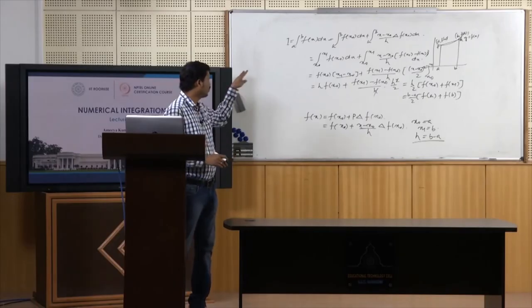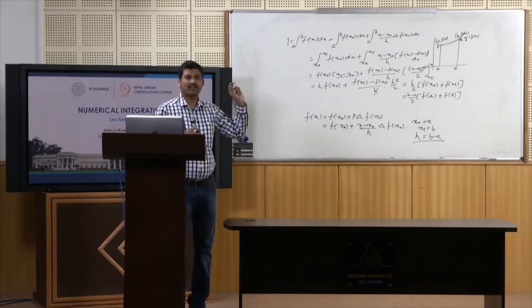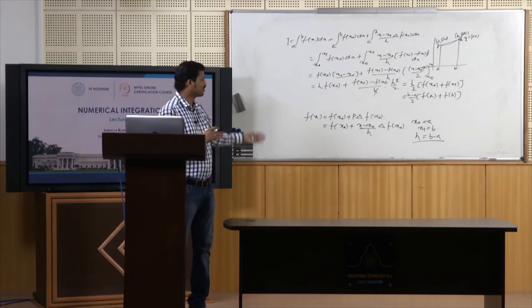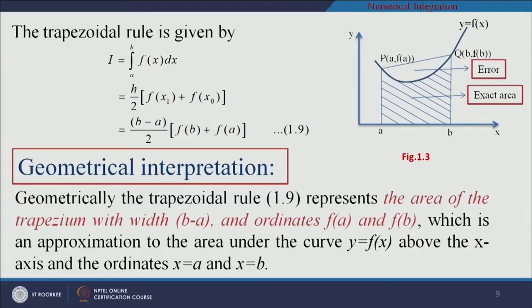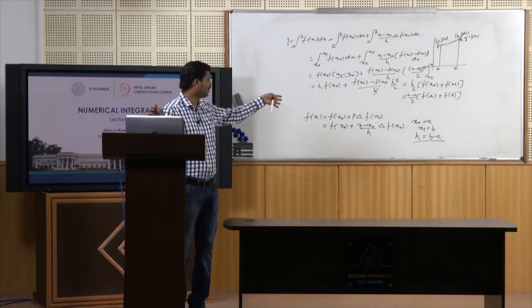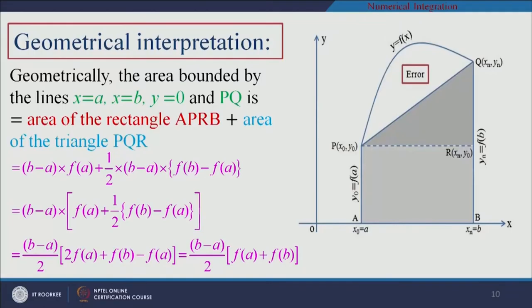If we consider this linear interpolating polynomial, which interpolates the curve y = f(x) in a particular region, then we can evaluate this integration. Next, for the geometrical interpretation: the area of the trapezium with width b − a and ordinates f(a) and f(b) is an approximation to the area under the curve y = f(x) above the x-axis between the ordinates x = a and x = b. This represents the area ((b − a)/2)(f(a) + f(b)).